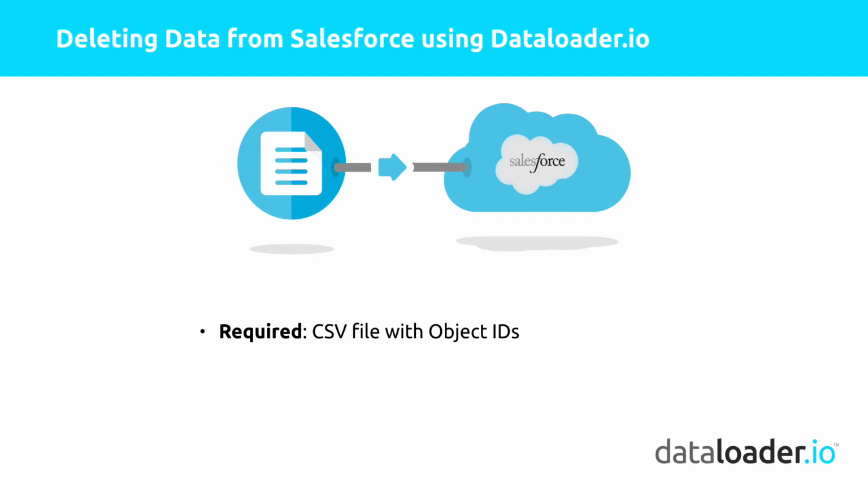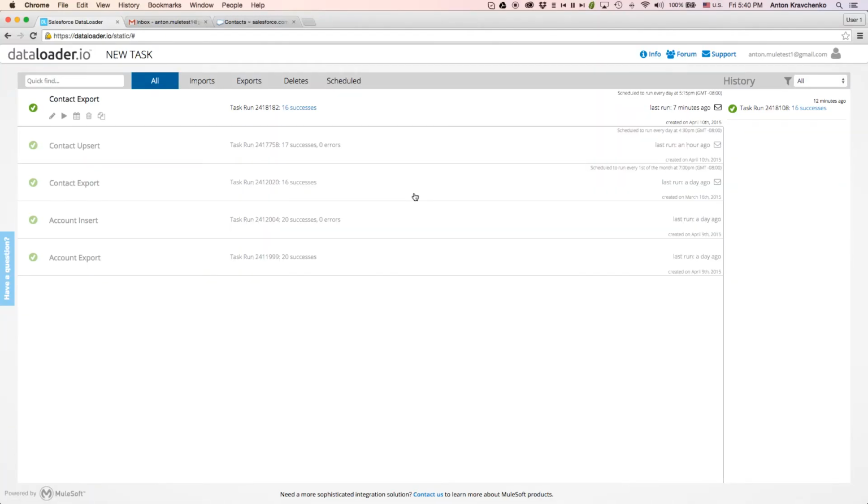want to delete. As a starting point, we would recommend using Dataloader to export all necessary data as well as the object IDs. In our example, we've been provided a CSV file of the leads we need to delete, and the file was already uploaded to Dropbox. We're going to connect Dataloader to Dropbox so we can easily access the file. Now, let's move to Dataloader and see how we can make this possible.